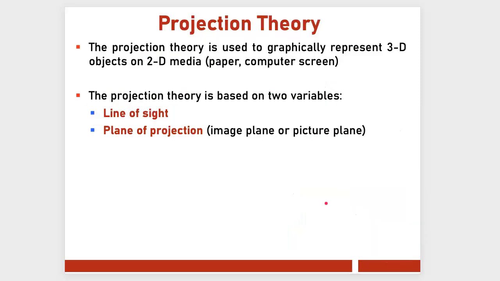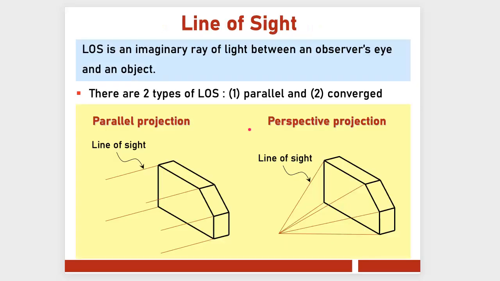So the projection theory is used to graphically represent 3D objects on 2D media. 3D on 2D media. So we live in a 3D world and we want to translate it into 2D so that we can recreate it in 3D again. So the projection theory is based on two variables, which is the line of sight and plane of projection. So what is plane of projection and what is line of sight? So line of sight is an imaginary ray of light between an observer's eye and an object.